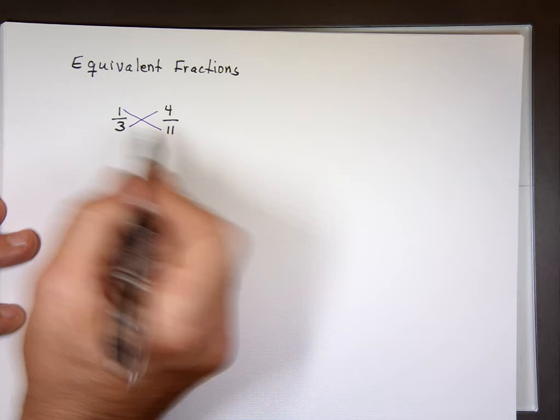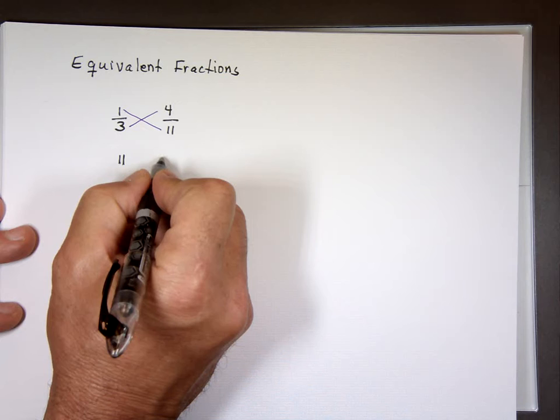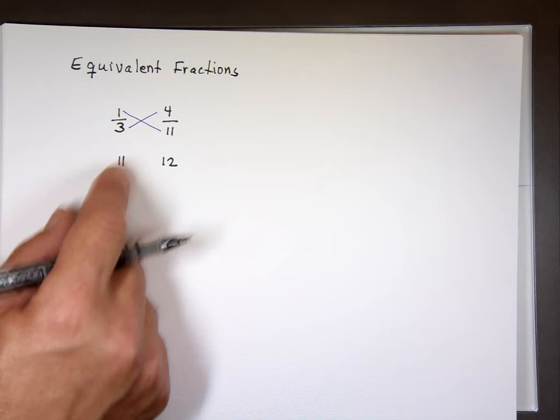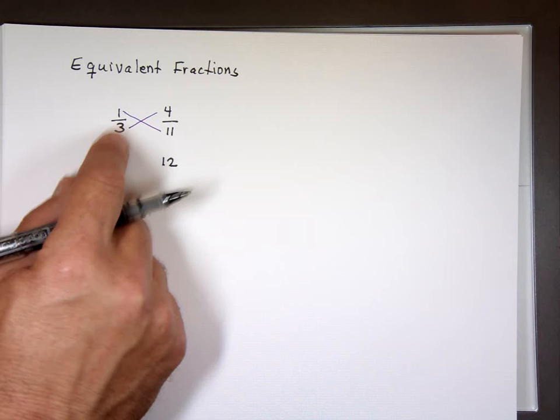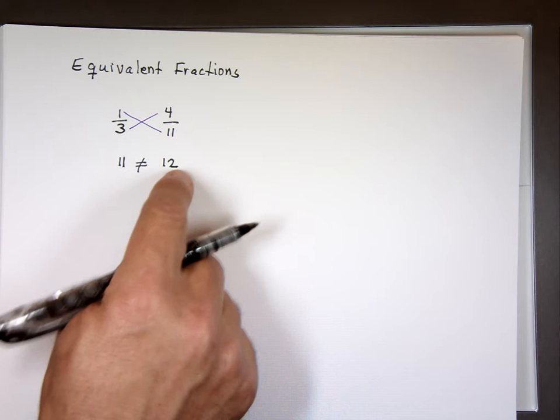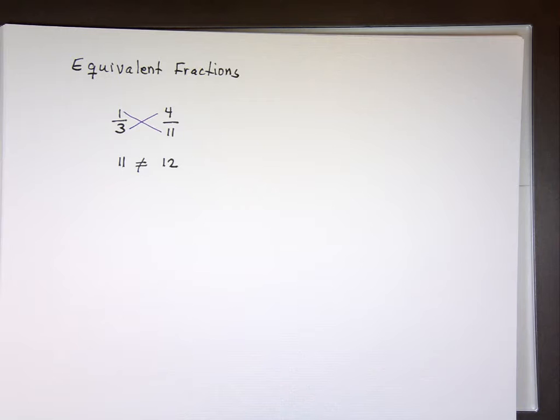What's 1 times 11? 11. What's 3 times 4? 12. Notice I wrote the 11 on this side. Why? Because when I multiply the 1 and the 11, I put the answer where the top number is. When I multiply the 3 and the 4, the top number is the 4, so I put the answer here. Are these numbers equal? No, they're not equal. As a matter of fact, I can tell you which one's bigger. 12 is bigger than 11, so this one is bigger than that. We don't have to know which one's bigger today, but that will come later.